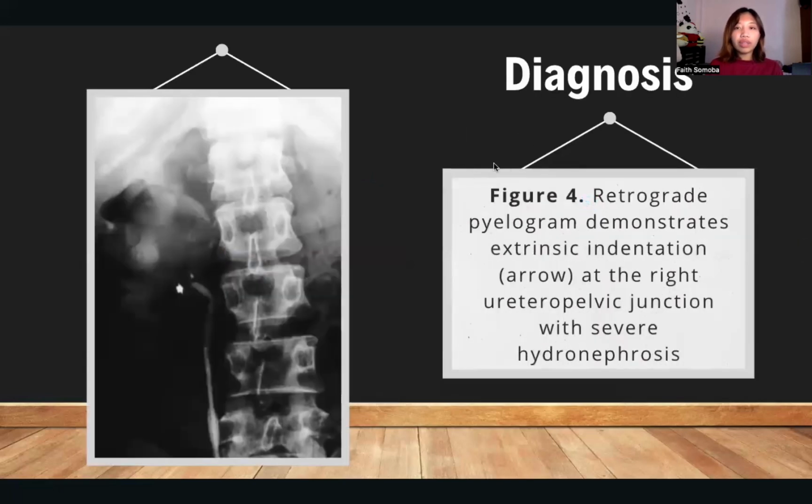For the last figure, this retrograde pyelogram image shows an indentation at the right ureteropelvic junction caused by an external force. As you can see here, this compression had resulted in severe hydronephrosis as evidenced by the significant swelling and expansion of the kidney's urine collection system.